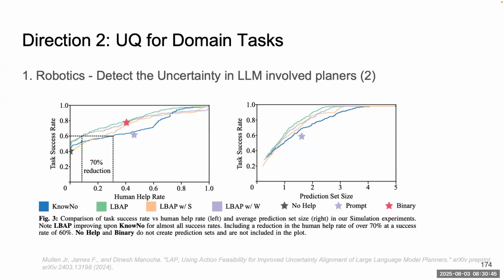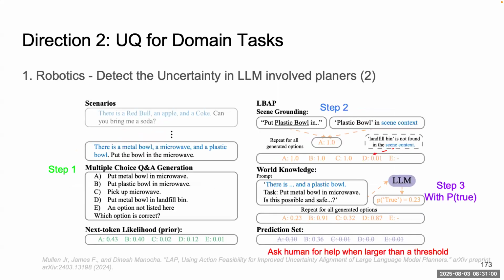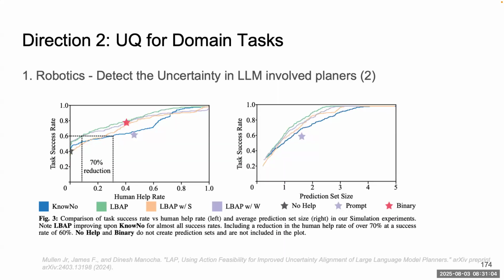So in both settings, their method, the green line, is achieving the best performance, and the right-hand side is just a figure showing the average prediction size. So the final prediction size is pretty small. It's usually only 2. Basically, they're saying they only ask for humans' help when it remains ambiguous.